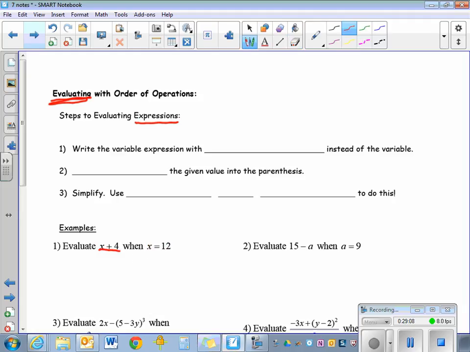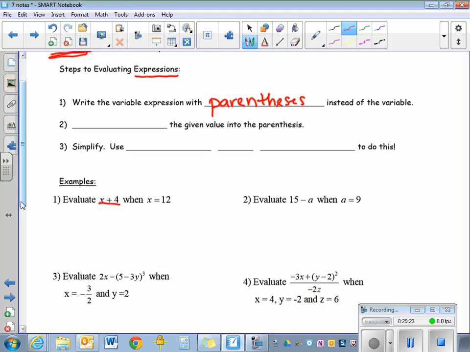Right. So the first step, write the variable expression with parentheses instead of the variable. This is just to help us with knowing where we're going to substitute in that value. So for example, number 1, evaluate x plus 4 when x is 12. Well, instead of having x, we're going to substitute this guy in. So what we do is put parentheses instead of x in x plus 4.